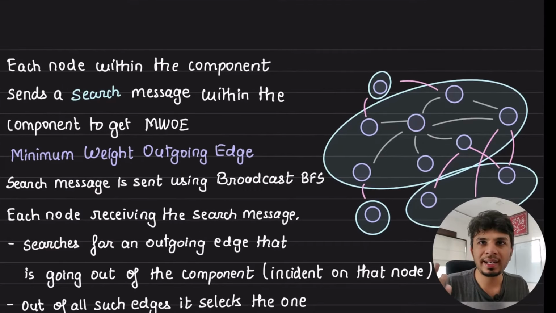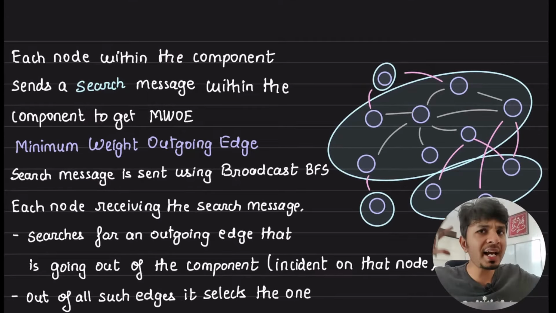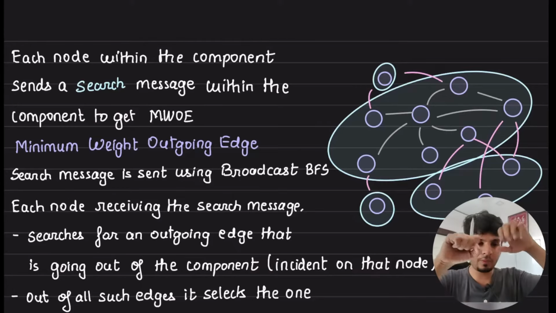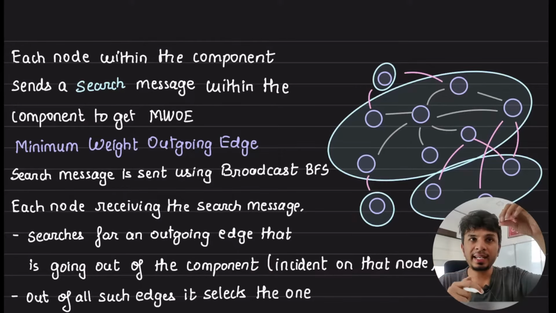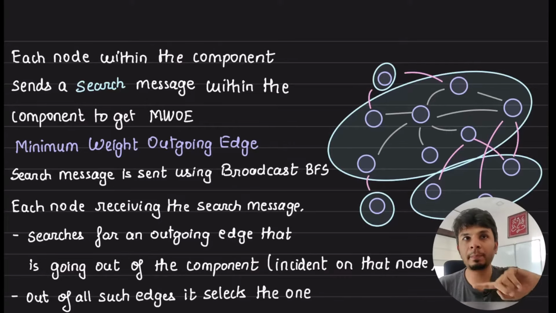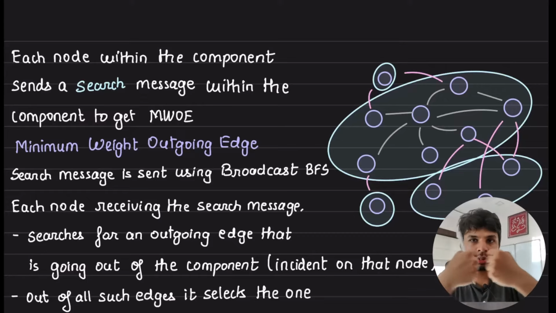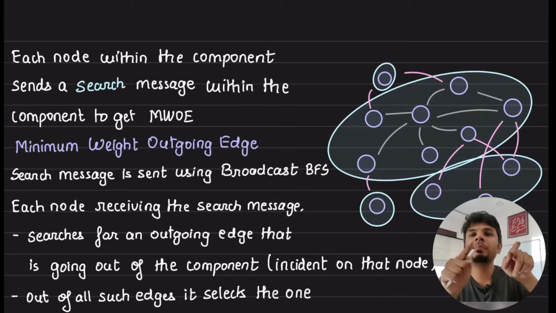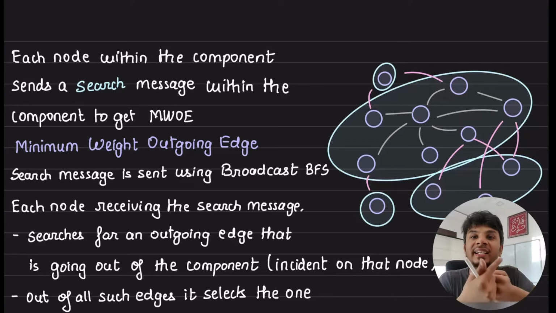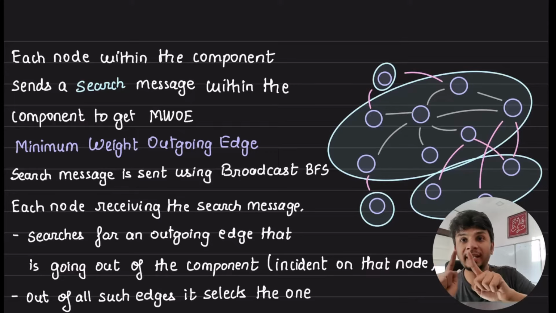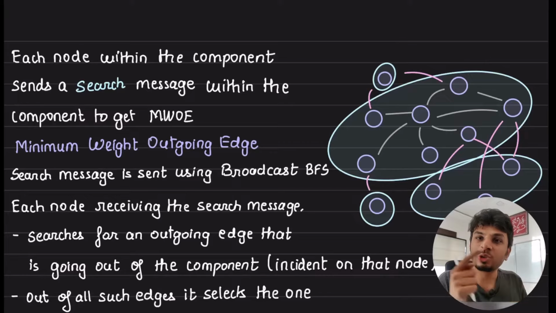Now we go to the next level. Now what happens? Once we are at that level, the next step is that each node within the component sends a search message. Now what do we need to do? The idea is to merge the two components, right? To merge the two components, we need to know how they can be merged. So there has to be an edge connecting them, which means we first need to identify the edges that connect a component to some other component. So this is what we are doing.